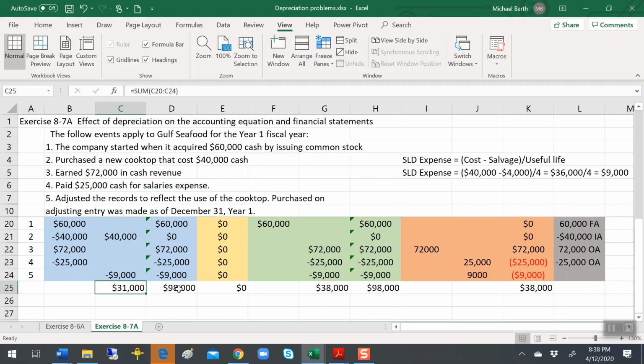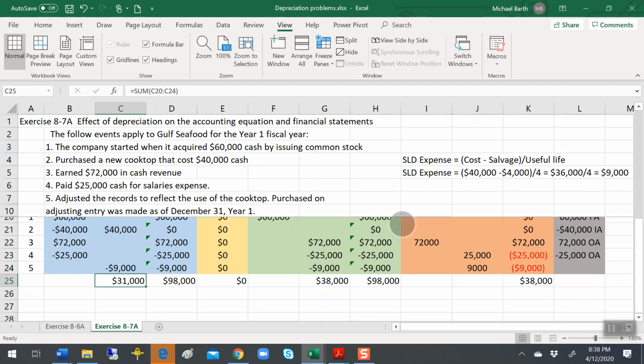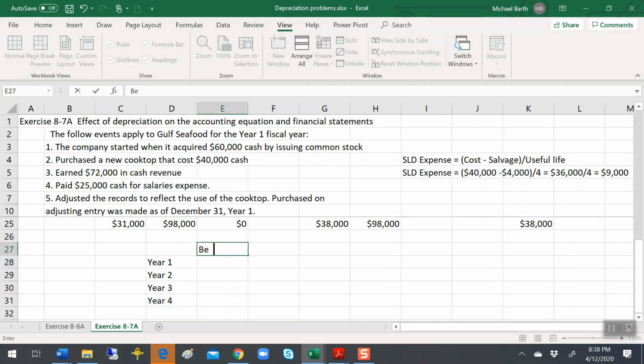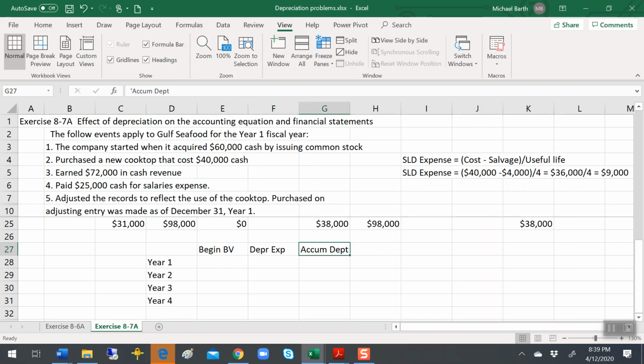At the beginning of the year, I was carrying the cooktop with a book value of 40,000. At the end of the year, it's 31,000. Now, what happens for year 1, year 2, year 3, and year 4 for the old cooktop here? Beginning book value, depreciation expense, accumulated depreciation, ending book value.